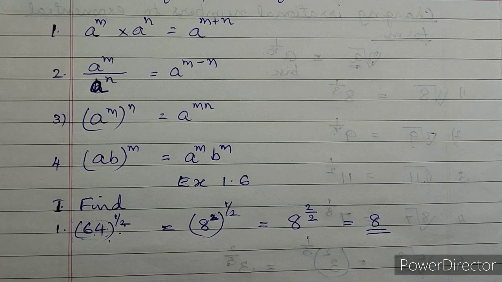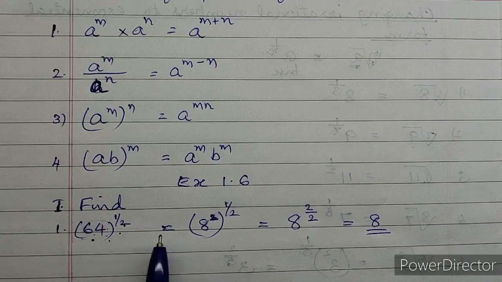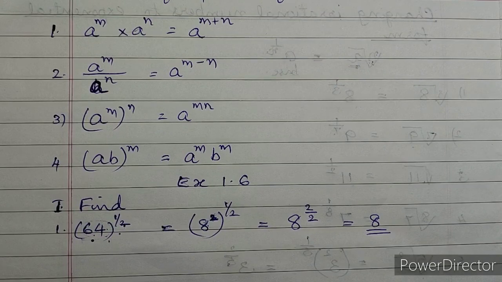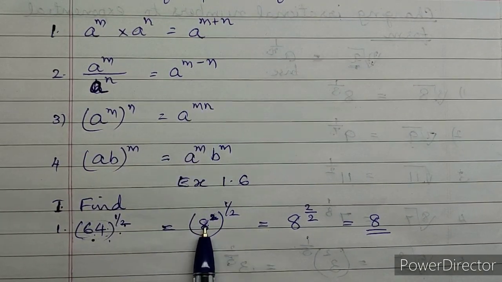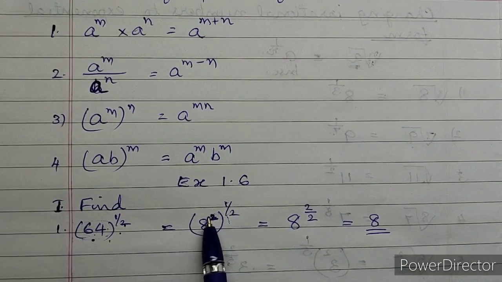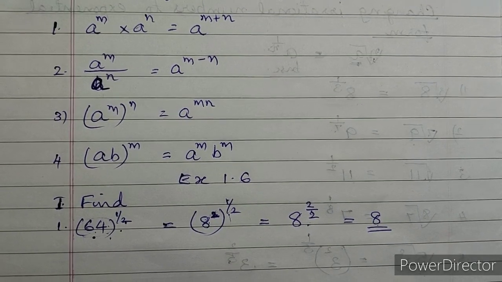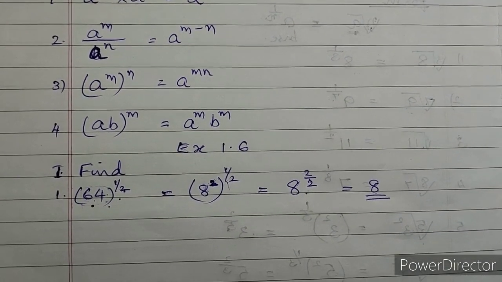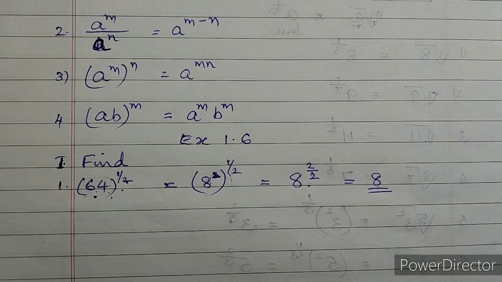So this is the way you are using the exponential law and simplifying. Which law have you used here? You have used the third law, a to the power of m whole to the power of n is equal to a to the power of mn. A to the power of 2 whole to the power of 1 by 2 is equal to, you have to multiply, 2 into 1 by 2, that is 2 by 2. So 2 by 2 is 1, so the answer is 8. This type of sums you have already learned in 7th standard. So just brush up your knowledge, that's all.